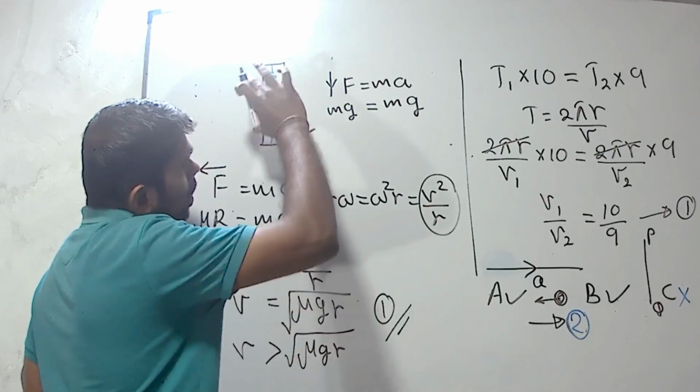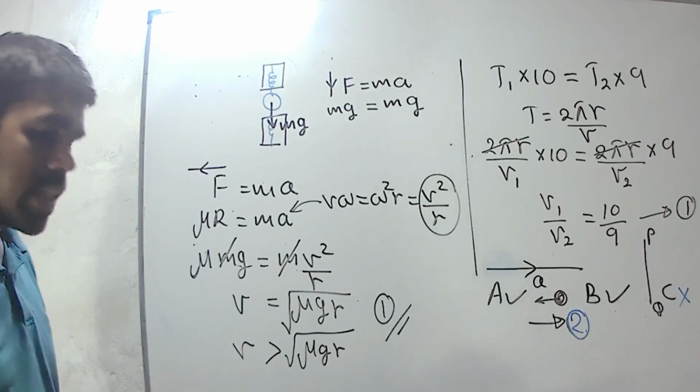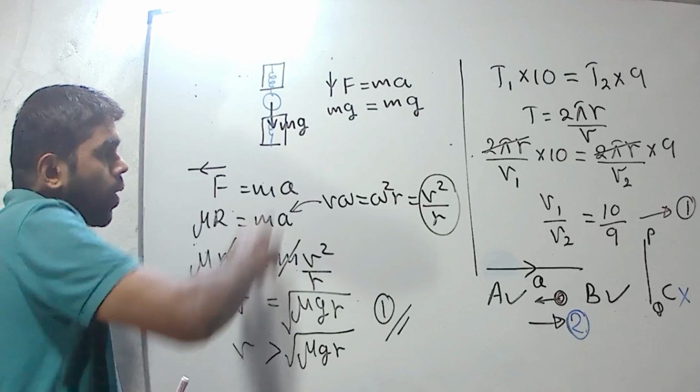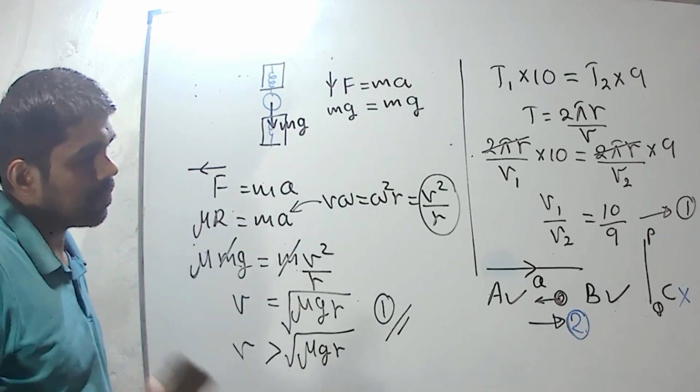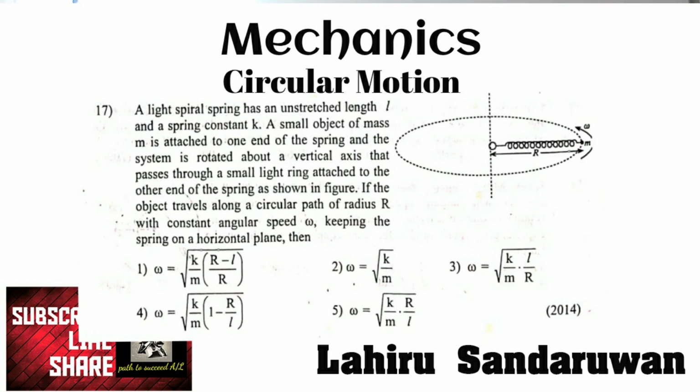Therefore, both these springs are not changing their length. It means this object will not move upward or downward relative to the springs. Then C is incorrect.